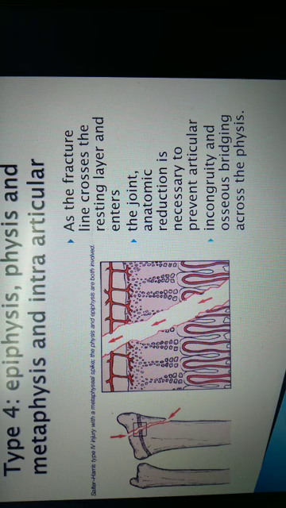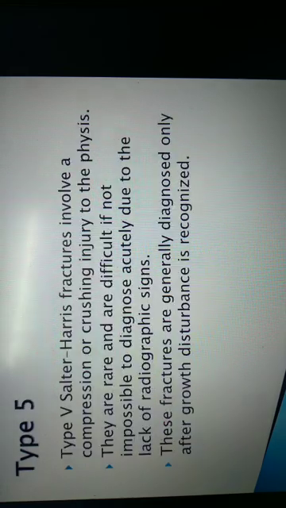Epiphysis, physis and metaphysis, and intra-articular. As the fracture line crosses the resting layer and enters the joint, anatomic reduction is necessary to prevent articular incongruity and osseous bridging across the physis. Type 5 Salter Harris fractures involve a compression or crushing injury to the physis. They are rare and are difficult, if not impossible, to diagnose acutely due to lack of diagnostic radiographic signs. These fractures are generally diagnosed only after growth disturbance is recognized.